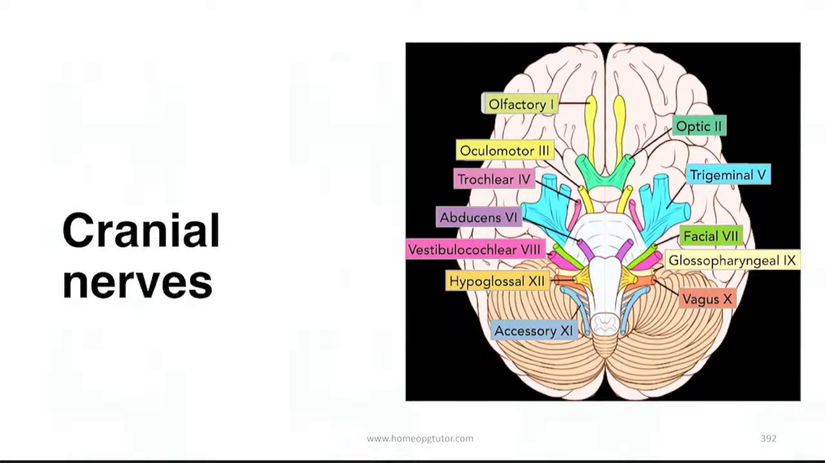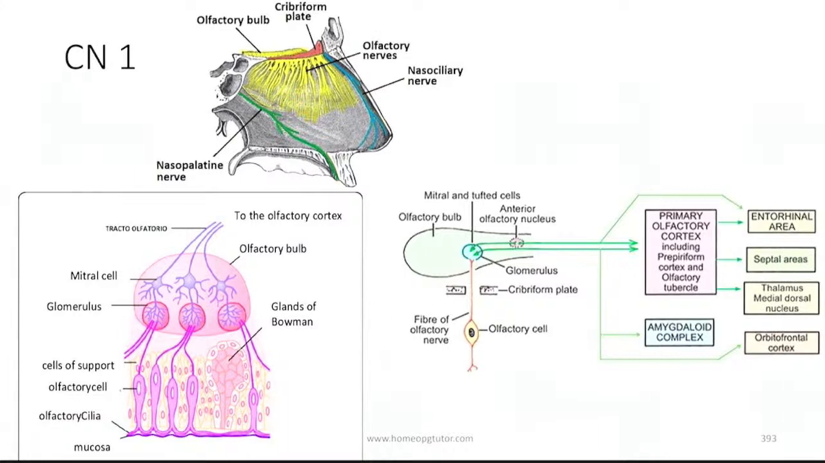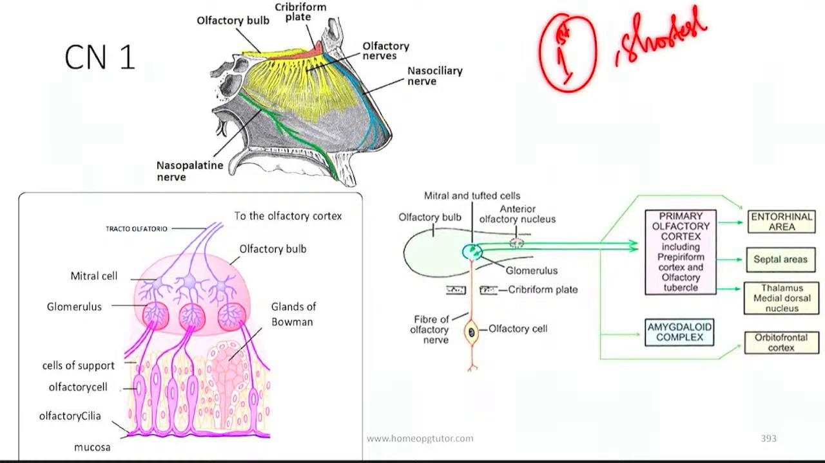Okay, moving on to the first cranial nerve. Which is the first cranial nerve? We have our olfactory nerve. Olfactory nerve is the first one. Olfactory nerve is responsible for what? It is responsible for olfaction, otherwise called the sense of smell, right? Okay, this is the first and the shortest one. That is a major thing. It is the first cranial nerve and the shortest cranial nerve.